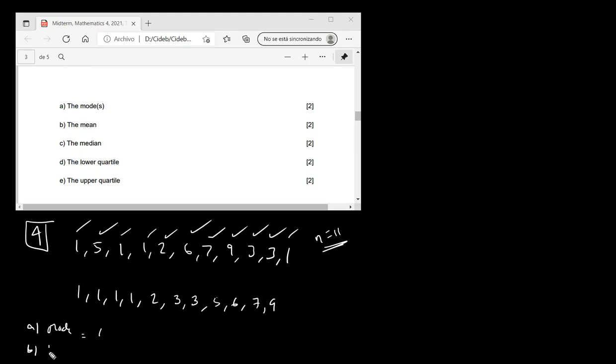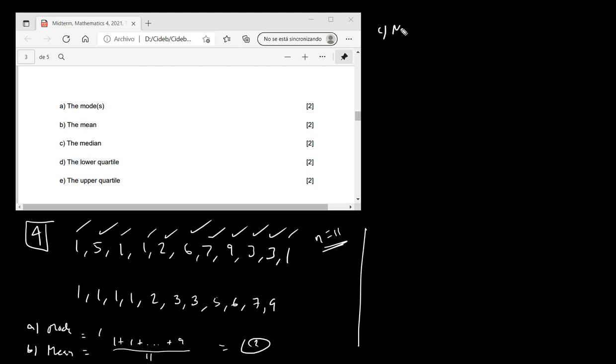B, the mean. The mean, just add all of these numbers, guys. 1 plus 1 plus blah blah blah until 9, over 11. That's it. If you wrote this, that's enough. I don't even care about the fraction itself. I just care about you knowing what you're supposed to do. I'm not checking arithmetic. That's my point. If you wrote this, you should have gotten it right, even if at the end you made a mistake in the arithmetic.